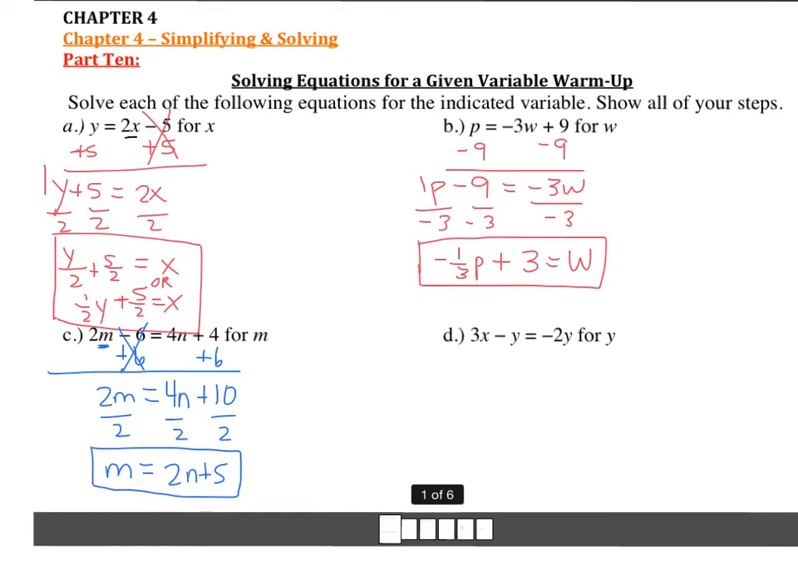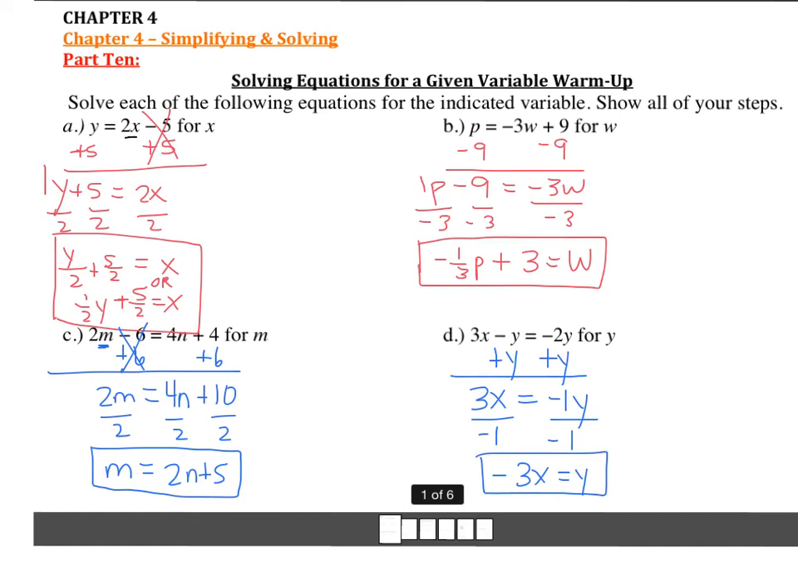Letter D, 3x minus y equals negative 2y, and you're solving for y. Well, let me get all my y's together on one side, so I'm going to add this y to move it over to the right with the other y's and leave the x's alone. So you've got 3x equals negative 1y, because negative 2y plus 1y gives you negative 1y. And then we divide by the negative 1, and we see that negative 3x equals y.